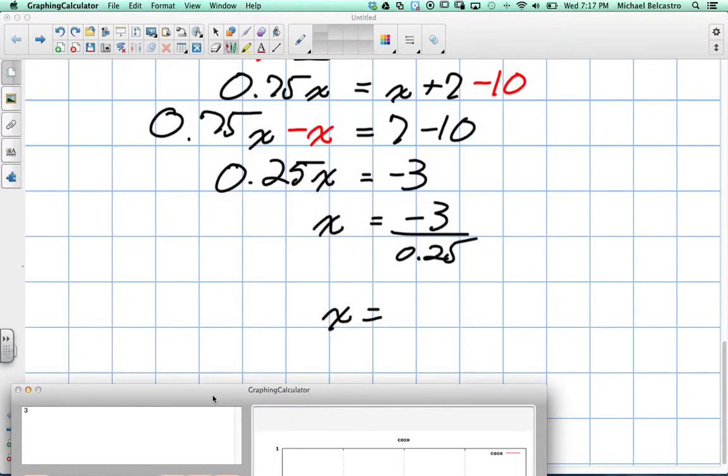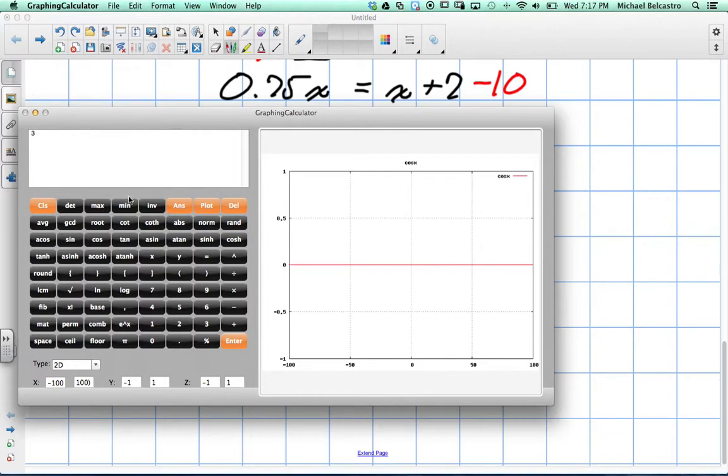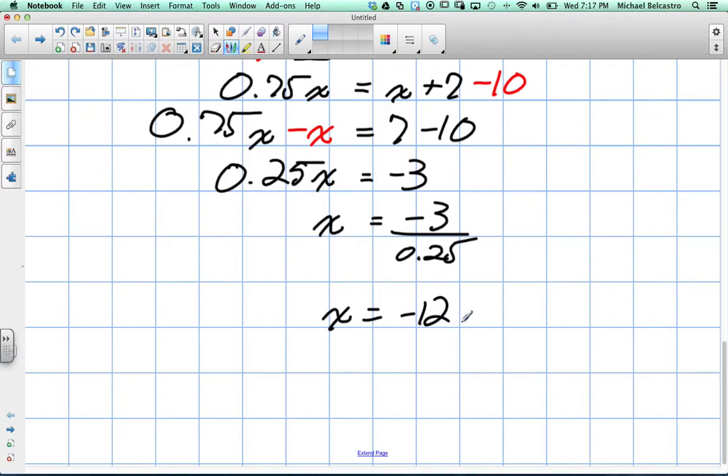Okay, anyways, let's do this. I'm dividing a negative by a positive. What does that mean my answer is going to be? Negative. So I'll write them both in as positives, but I have to know that my answer will be negative. 3 divided by 0.25, the answer is 12. So is it positive 12? Negative 12. So x is negative 12.